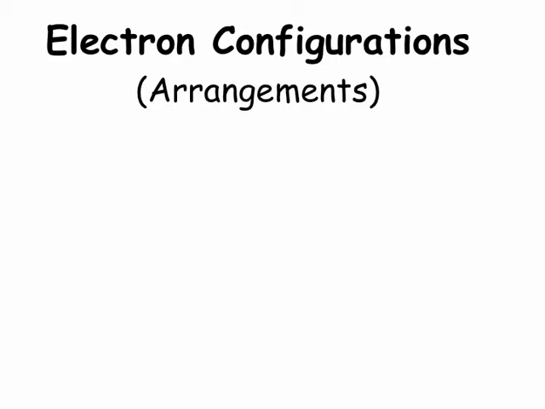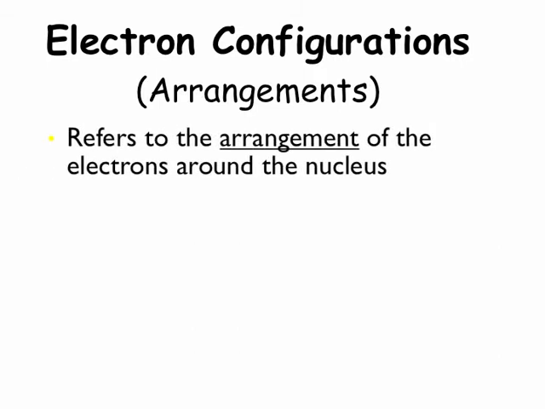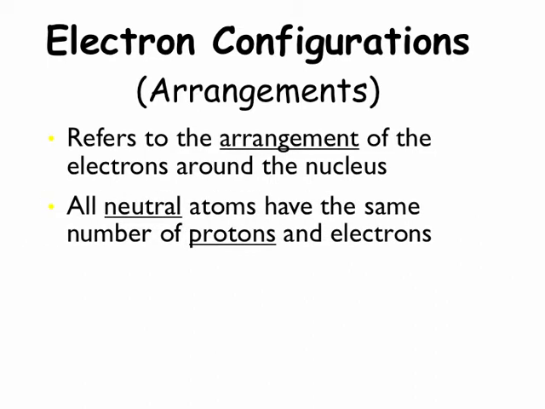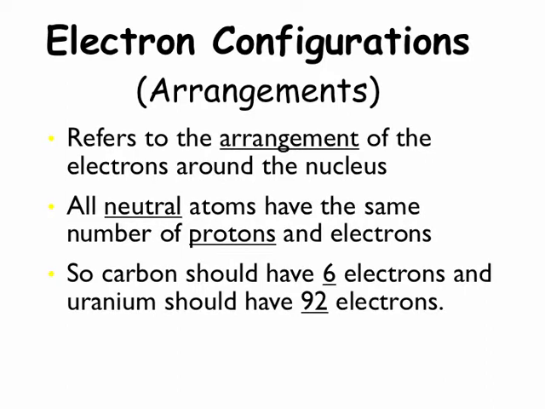So electron configurations is another way of saying arrangement. So we're looking for a seating chart for where we're placing electrons around the nucleus of the atom. So the arrangement of the electrons around the nucleus. All neutral atoms have the same number of protons and electrons for a particular element. So carbon should have 6 electrons and uranium should have 92 electrons when they are neutral. So we need to try and place these guys where they're at.